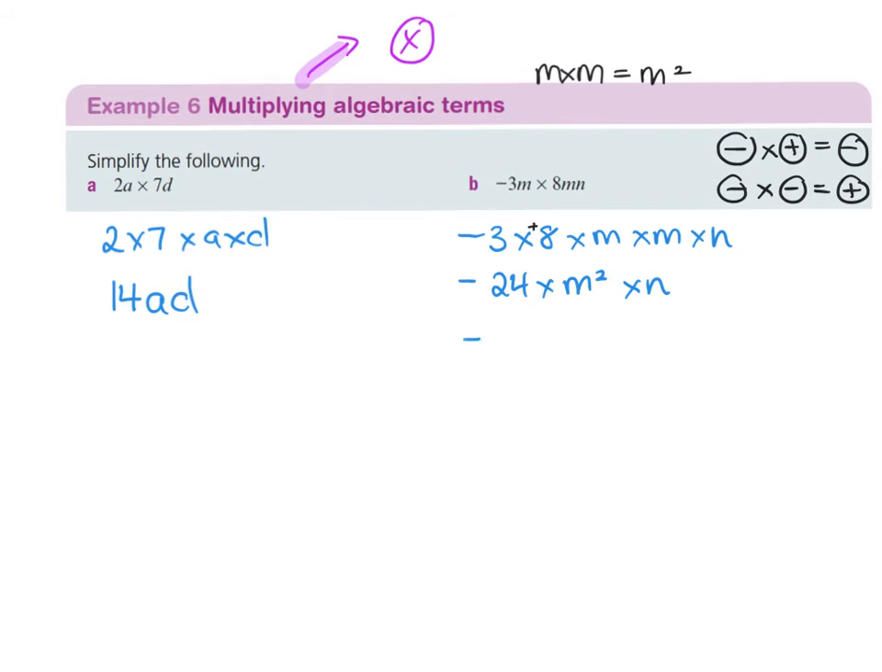So instead of having these multiplication symbols in there, I don't have to have them when I have letters, so I can just write it as M squared N. Don't worry, if you might have done it this way and you've written -24 N M squared, that's the same, that's okay, you're right.